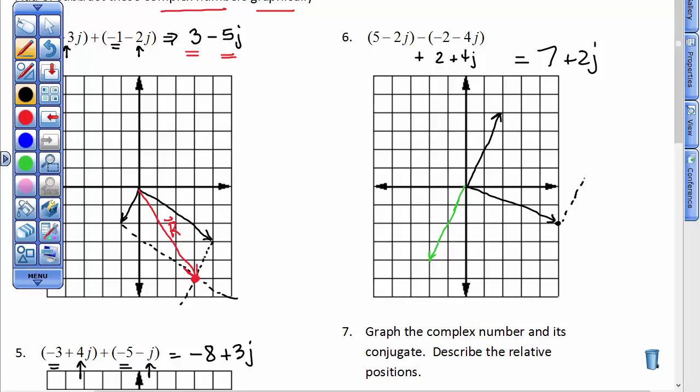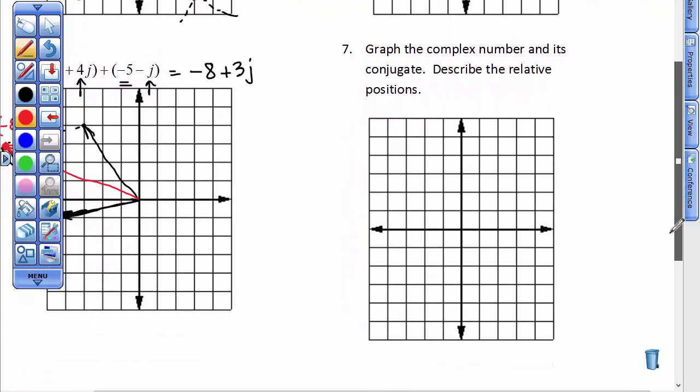I'm trying to draw a parallel line to this one. And now I'm trying to draw a parallel line to this one. And my answer would be from the tails to the opposite corner. So my answer is supposed to be out to the right 7 and up 2. So again, 7, 2. It missed the 2 by a little bit. But again, it's because it's a sketch.